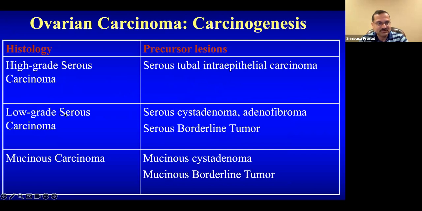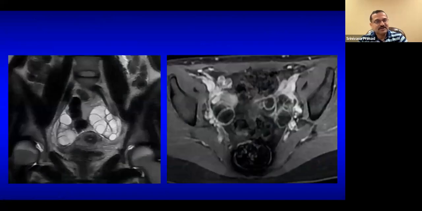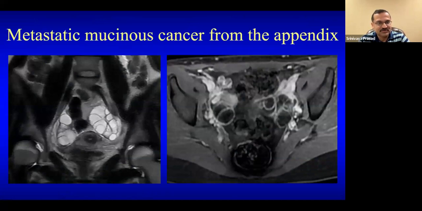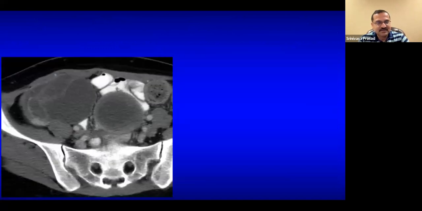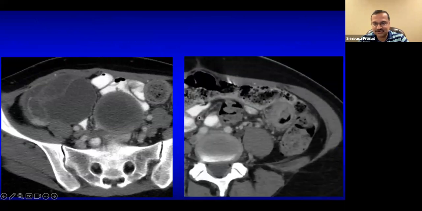And very similar to the low-grade serous cancers, the mucinous carcinomas also arise against the background of either cystadenoma or borderline tumors. Here is an example of bilateral multilocular complex cystic masses. And when it came out, it was a metastatic mucinous cancer from the appendix. Here is another example of a unilateral, predominantly unilateral complex cystic mass. And this was due to a cancer in the sigmoid colon.